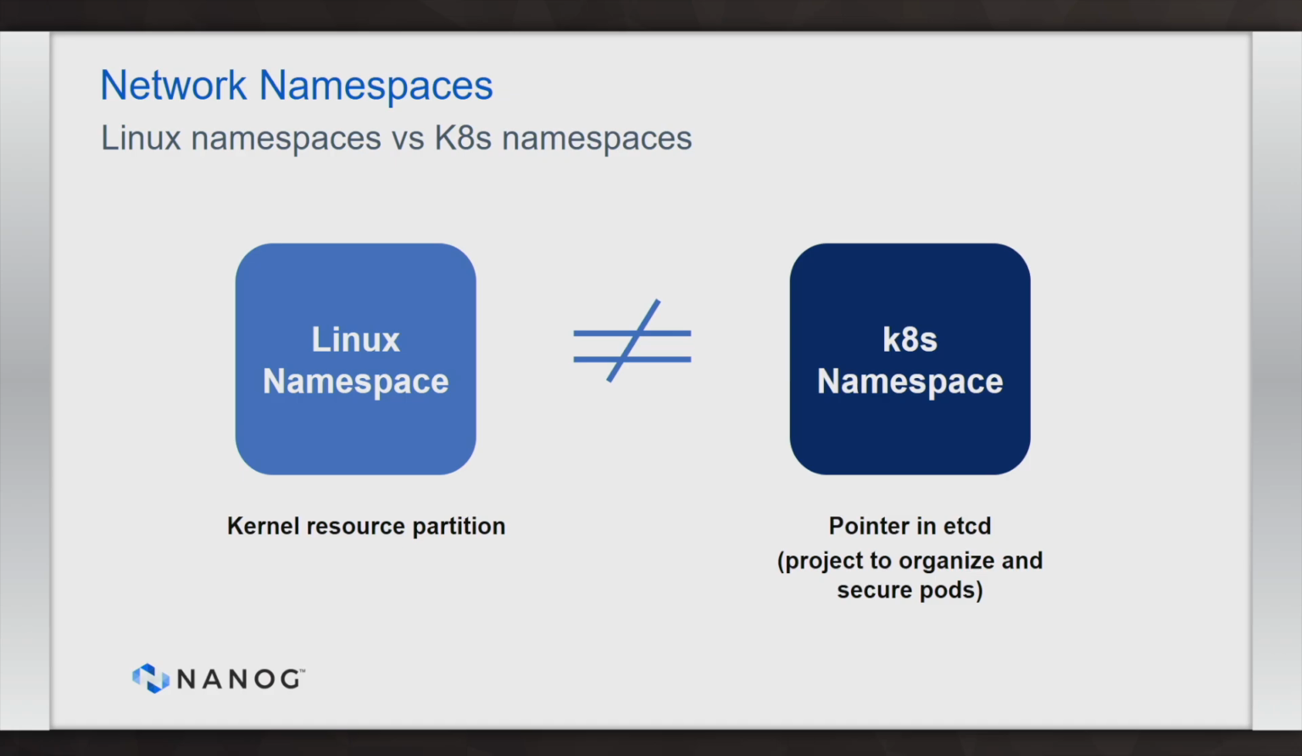Do not confuse network namespace with Kubernetes namespace, okay? I got that question many times. Linux namespace, again, is a partition of the Linux kernel. Kubernetes namespace is just a pointer on the etcd value store, trying to split the Kubernetes in different teams. And then you create namespaces for different teams to work with their own applications. Then it's just a pointer.